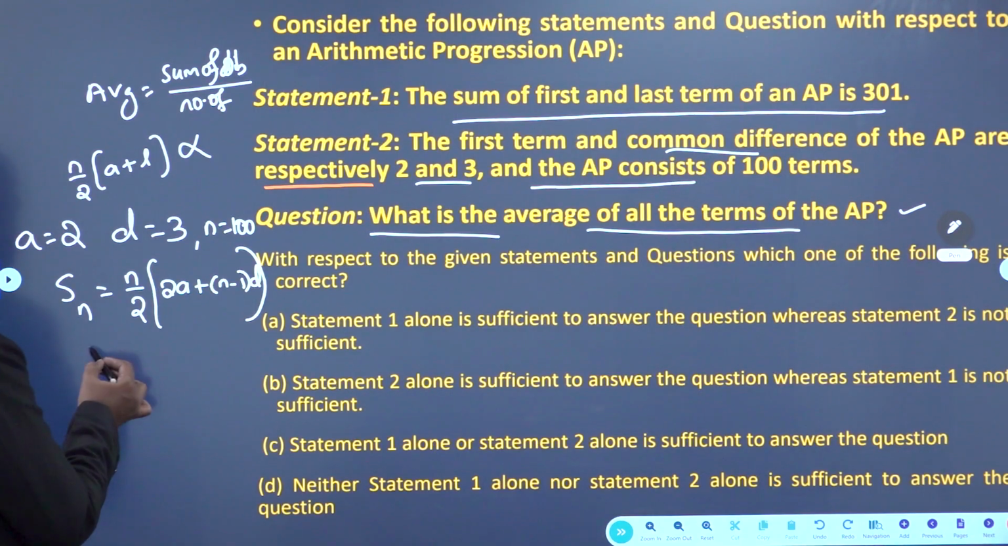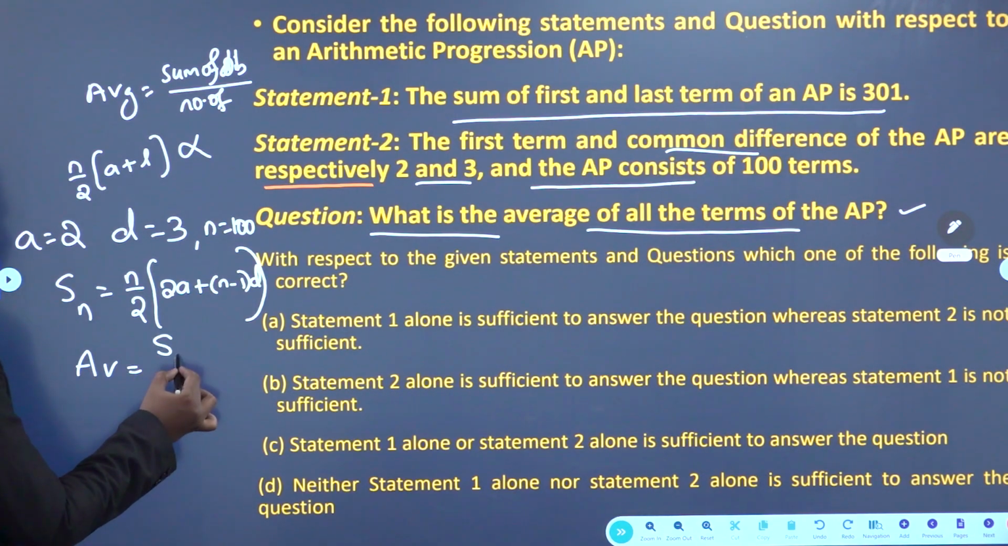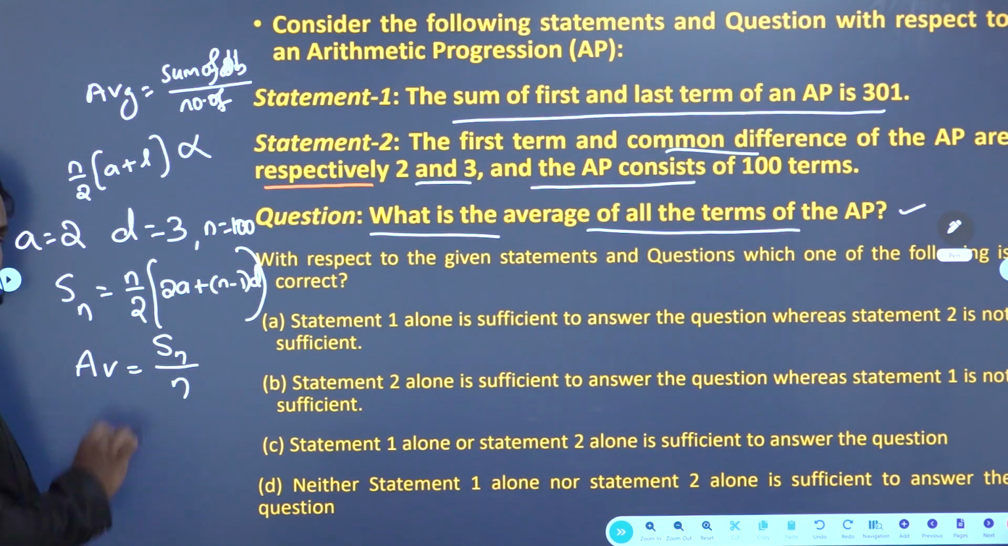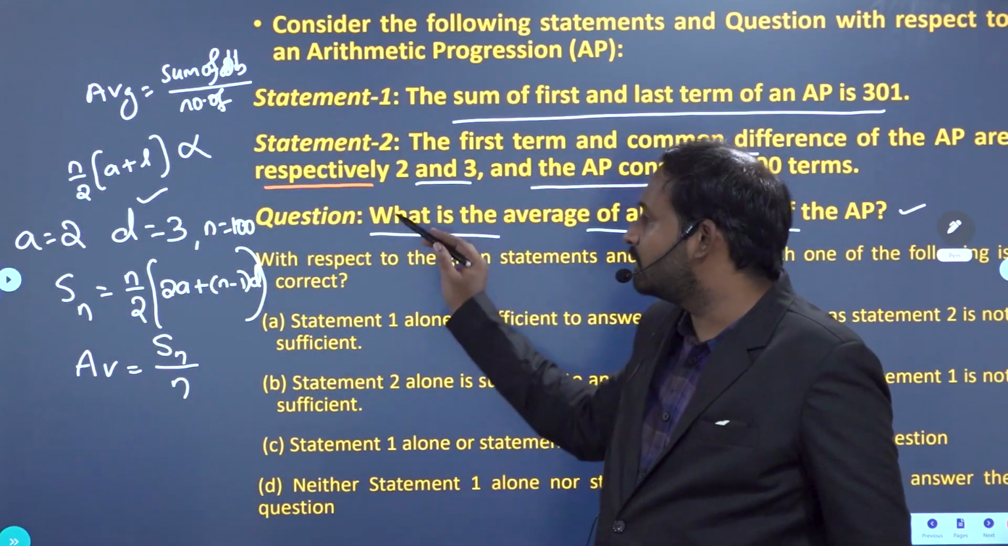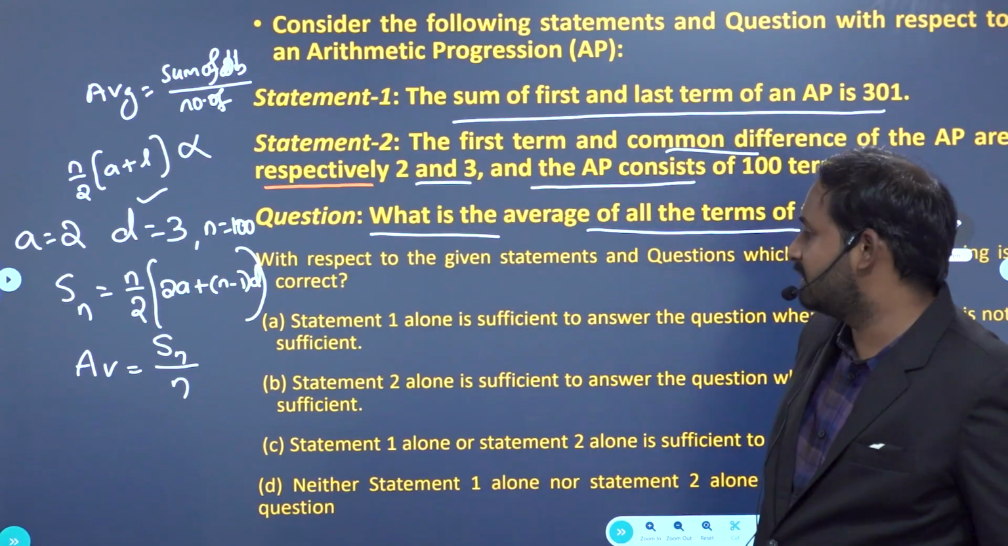Okay, good. And average means what? Sum to n terms by number of terms. So sum to n terms you will get, and n is 100. That means by using statement 2 alone we can tell our answer, right? Yes, by using statement 2 alone we can tell the answer for the given question.